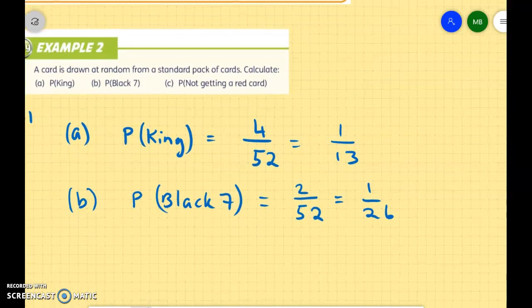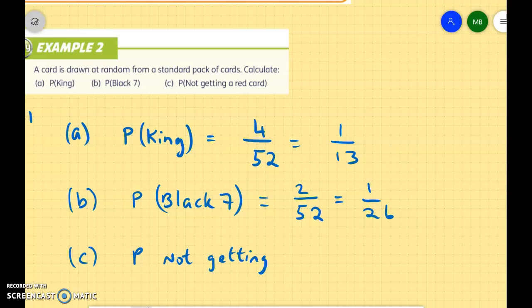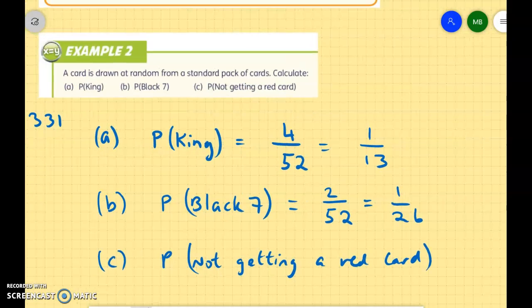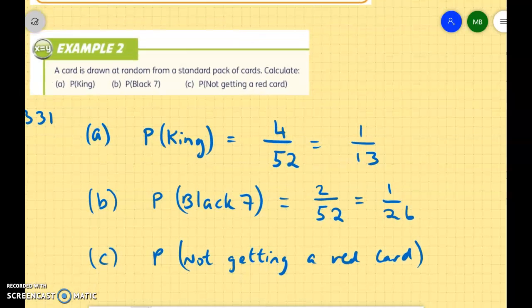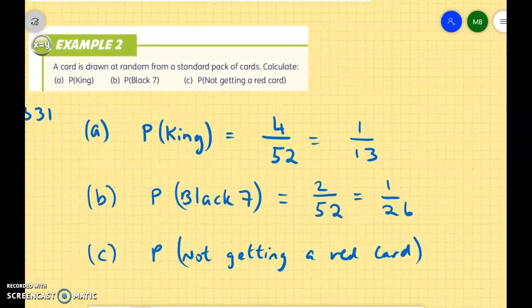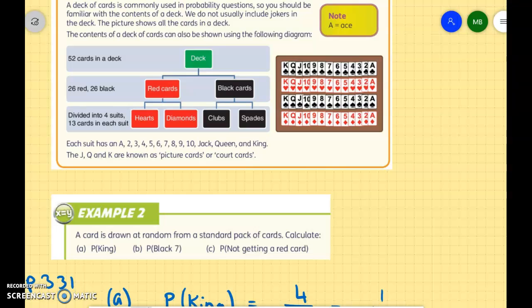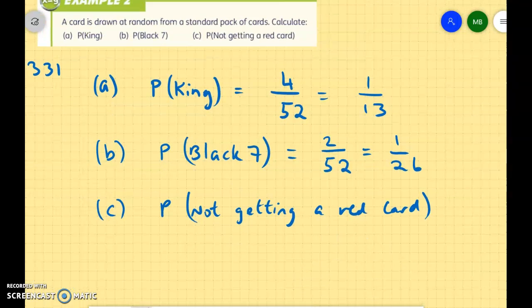Okay, and the last part, part C, we're going to look at the probability of not getting a red card. So if you're not getting a red card, you get a black card. Now, if we look up here, there are 26 black cards in the pack. So we do 26 over the total amount, which is 52.